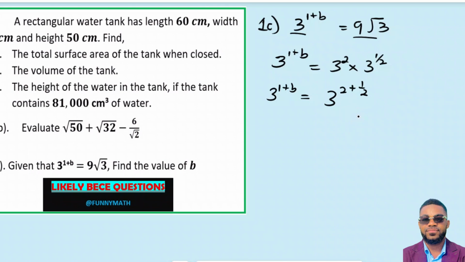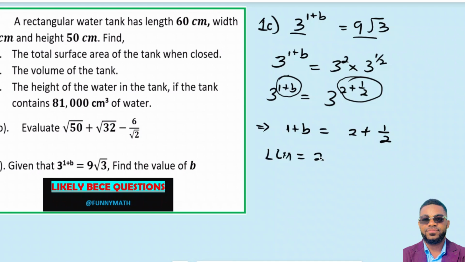So now the bases are the same, so now that the bases are the same, then we can equate their exponents. We just assume that the exponents are also the same. So this implies that 1 plus b is equal to 2 plus 1 on 2, because the bases are the same. So this becomes a normal equation, whereby we can simplify to do away with the fraction. The LCM is going to be 2.